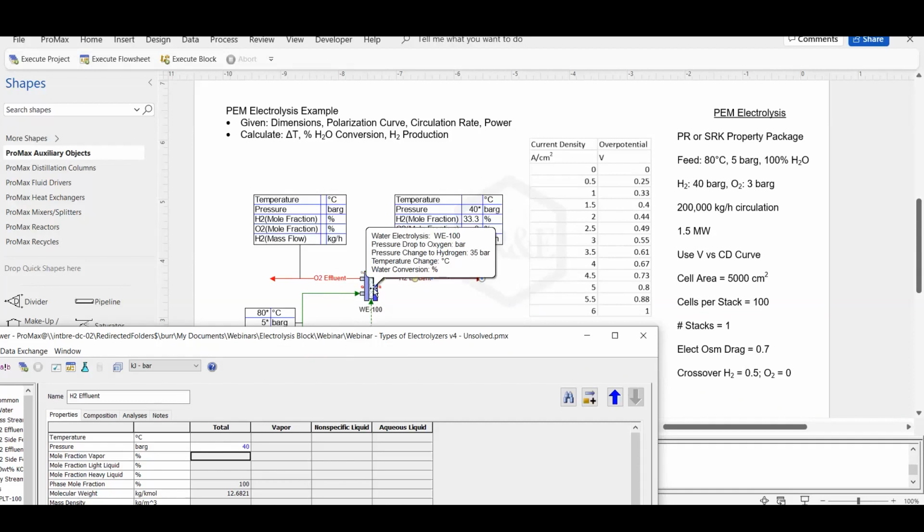The membrane will move hydrogen from a low pressure to a high pressure region. And usually on the oxygen side, we'll have a pressure drop. So here we're going to exit at 3 bar.